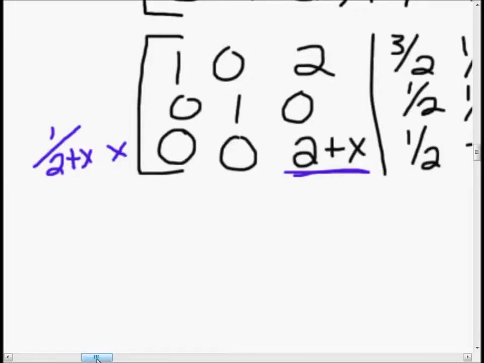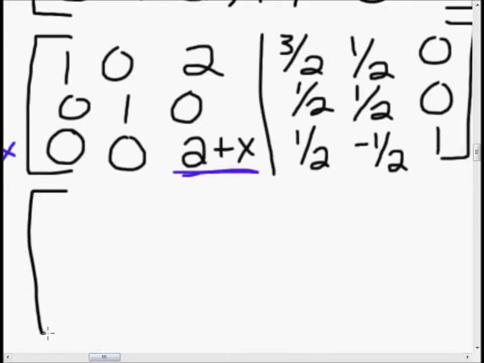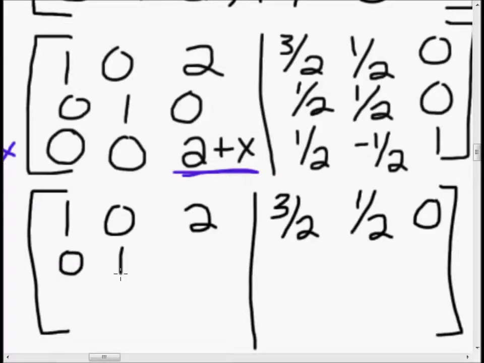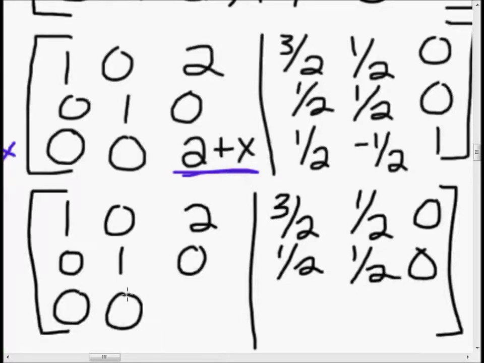So let's see, what doesn't change? 1, 0, 2 doesn't change. 3 halves, 1 half, 0 doesn't change. 0, 1, 0 doesn't change. 1 half, and 0 doesn't change. 0, 0, if you multiply those by 1 over 2 plus x, that doesn't change. 2 plus x, the quantity, times 1 over 2 plus x, well, that turns into 1. I love that. And then 1 half times 1 over 2 plus x turns into 1 over 2 times the quantity 2 plus x.